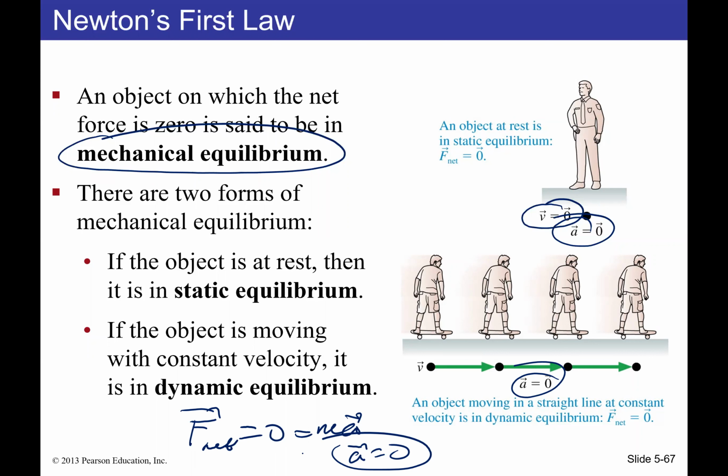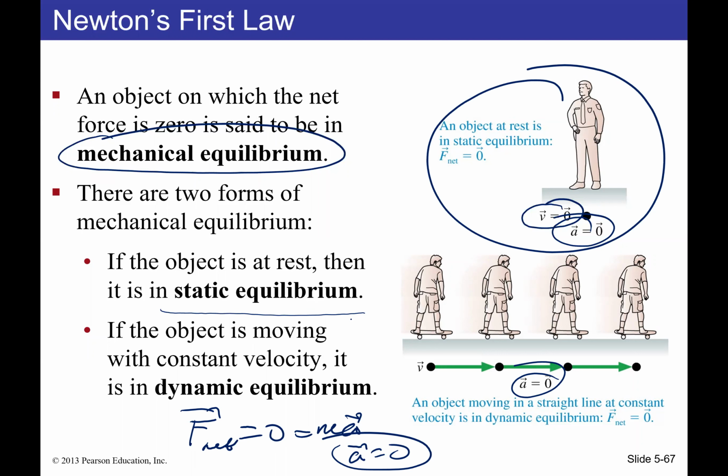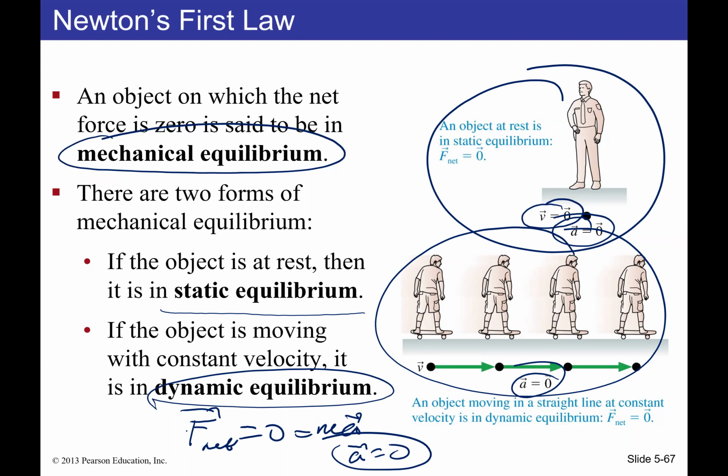But you have those two scenarios, right? You can be at rest and not accelerating. We call that static equilibrium. Or you could be moving at constant velocity and not accelerating, and we call that dynamic equilibrium. That means there are two cases for equilibrium. One, when you're moving at constant velocity in a straight line. Two, when you're at rest and not changing your motion.